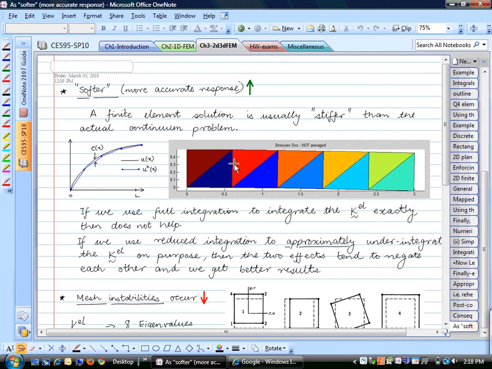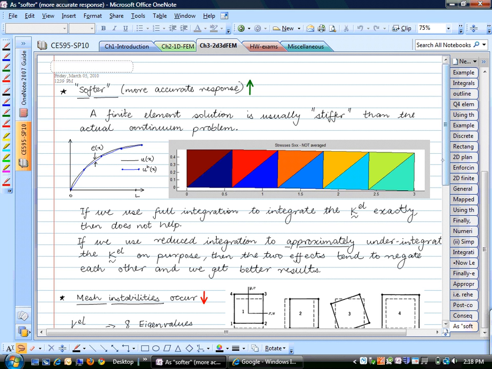And on the other hand, we are saying that, okay, to compensate for that, we are going to use a reduced order integration that will allow some more flexibility. So the two effects cancel out, and actually you get a much better solution. So the softer, more accurate response that you get with reduced integration is a plus again.